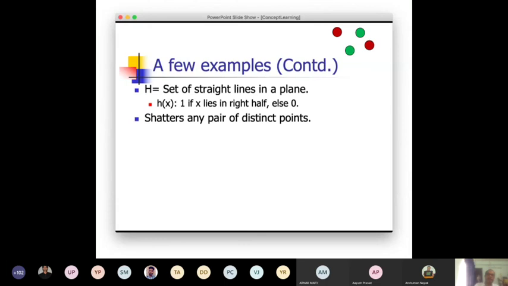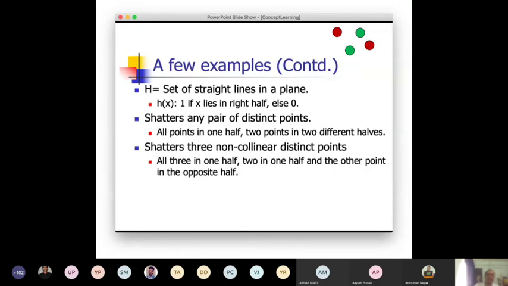So you can show that it can shatter any 3 non-collinear points. It is sufficient to have any 3 points. Collinear 3 points it cannot shatter, but if there exist any 3 points, that is sufficient. It need not be true for all instances of 3 points.